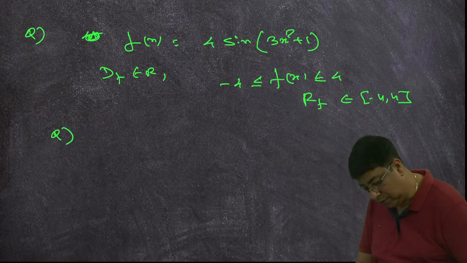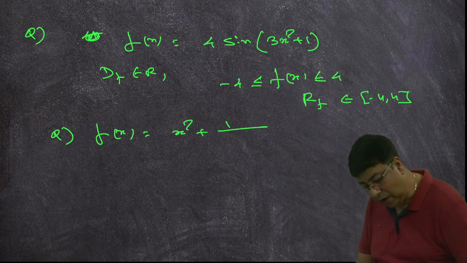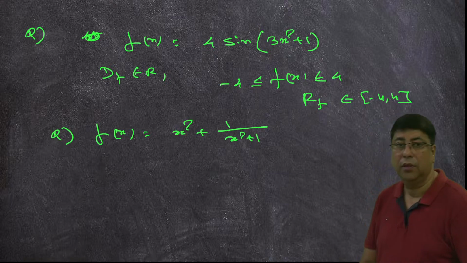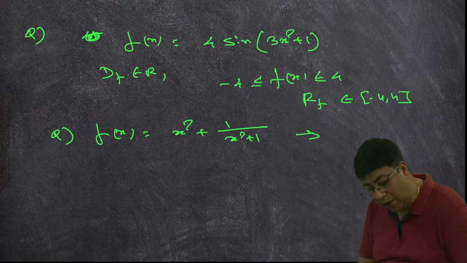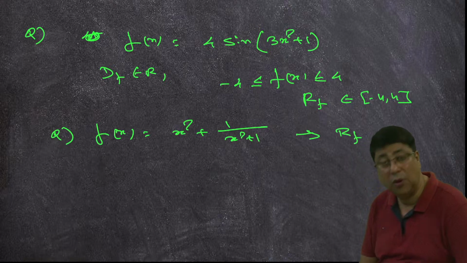Suppose f(x) equal to (x square plus 1) by (x square plus 1). How to solve this? In this case, we have to find the value of domain and range. I am writing the range. Domain we know. Domain is all real numbers.